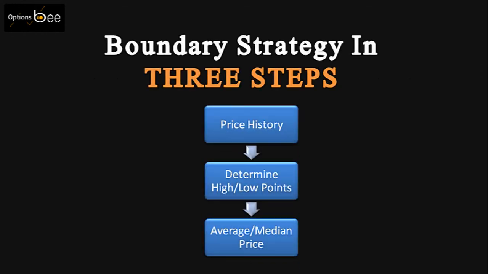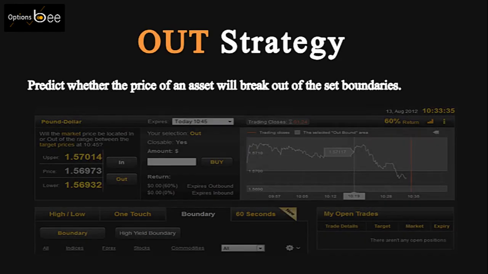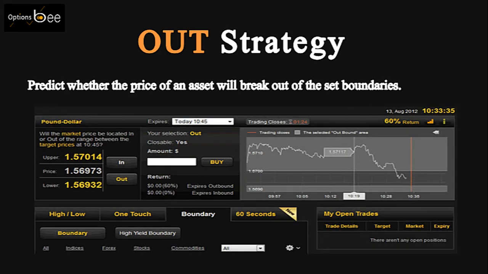Here are the 3 easy steps to help you establish the average price of a specific asset. This can then be used to help you determine whether the price of this asset will likely remain within the 2 set points or go outside these 2 set points. The out strategy basically involves you predicting whether the price of the asset will break out of the set boundaries.